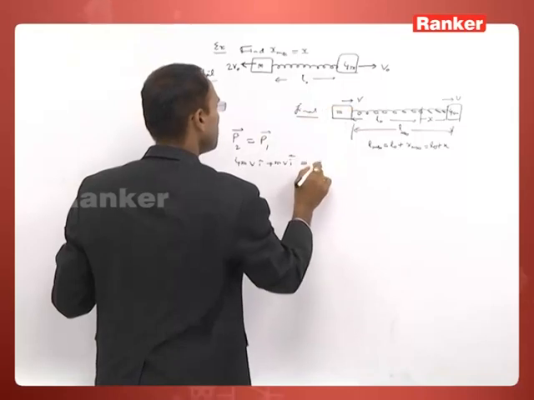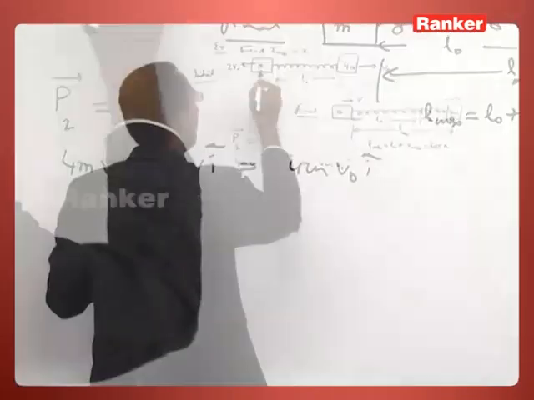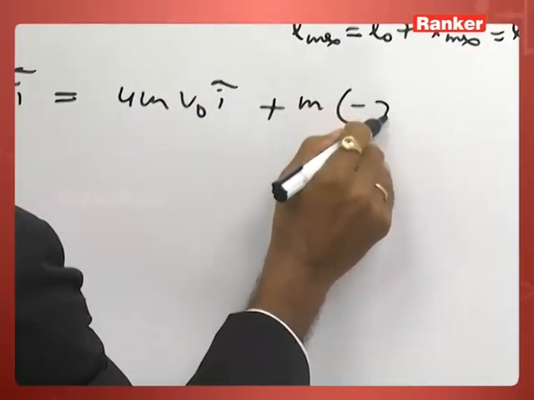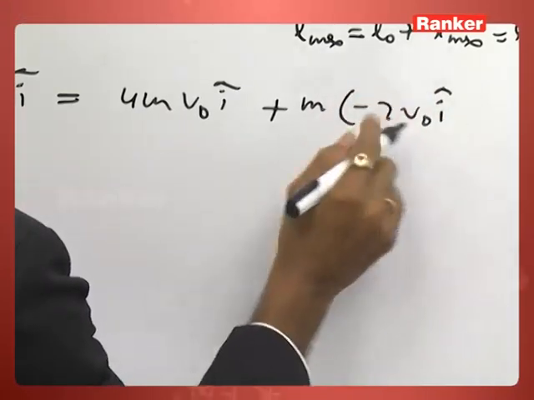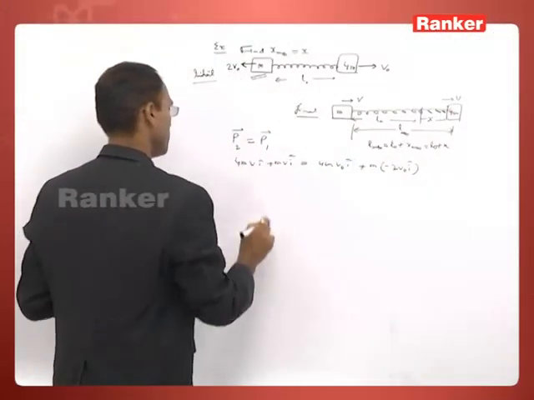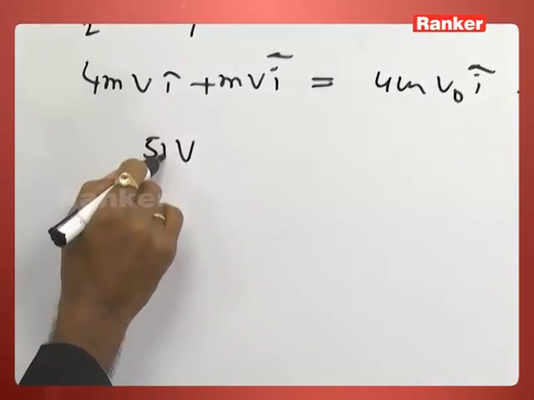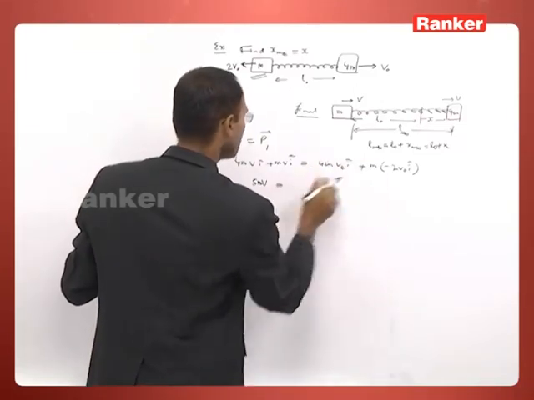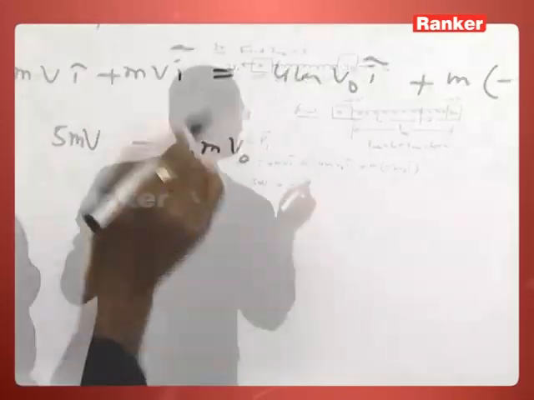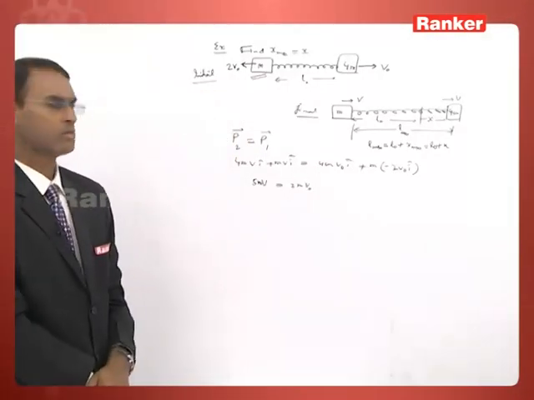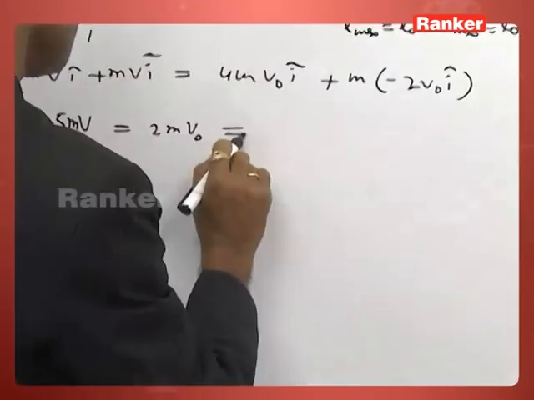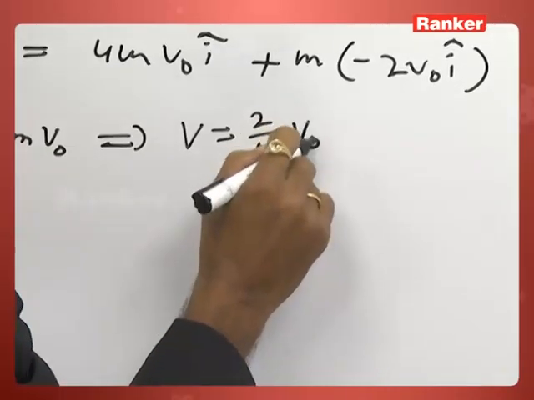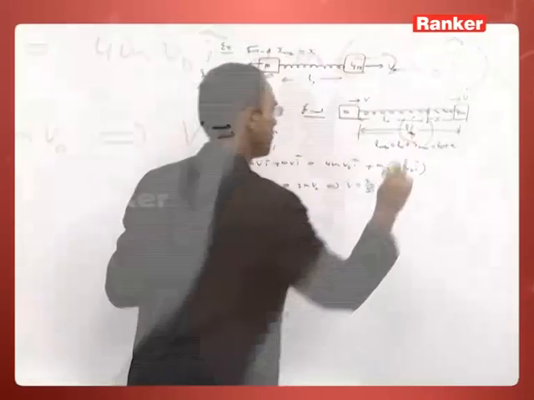Momentum of this particle is 4m into v naught i cap. Of this particle, it is moving backward, therefore its momentum is equal to m into minus 2 v naught i cap. So we can just write 5 into m into v will be equal to 4 m v naught minus 2 m v naught, we get it as 2 m into v naught. This gives us v equal to 2 by 5 v naught, equation number 1.